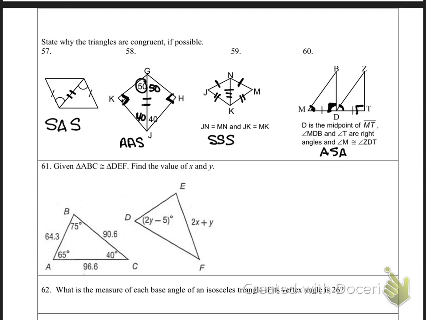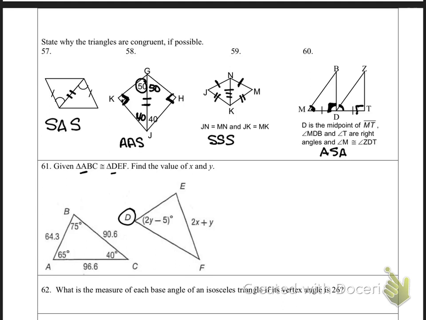All right, so given that ABC is congruent to DEF, find the value of x and y. If we can match up corresponding parts in these triangles, that is what we want to do. Angle A is corresponding to angle D, so we know angle D, which is right here, is equal to 65.